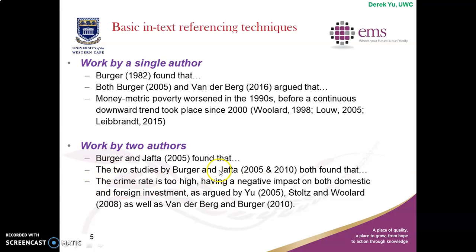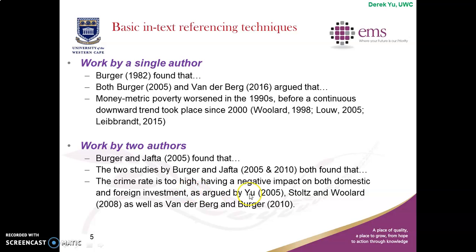And then maybe these two people co-author more than once, and you actually have to use both studies. So this is an example: the two studies by Berger and Yafter, 2005 and 2010, since they co-authored twice, and both studies found X, Y, and Z.